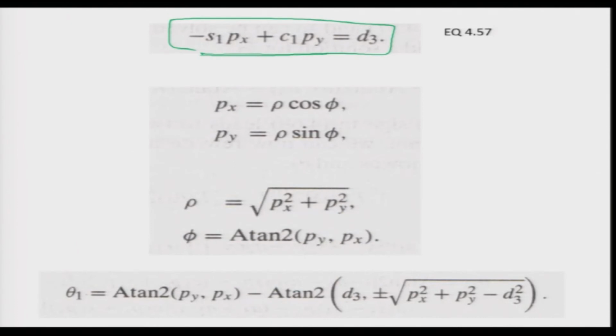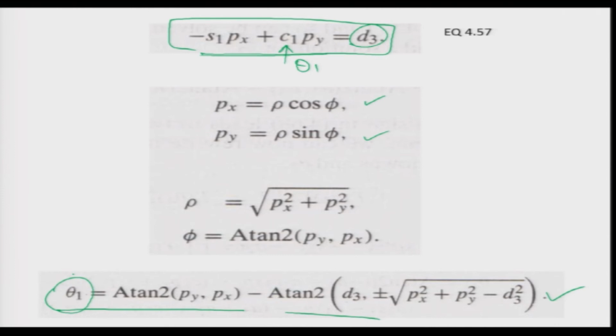Now you see that this is one equation, and this is a constant, and it has one variable. Only theta 1 is the variable. So because theta 1 is the variable, we were able to solve it by making the substitution Px is equal to rho times cos phi, and Py is equal to rho times sin phi. Making the substitution, we can find theta 1 to be atan2 of Px, Py minus this formula. So here we have found theta 1.